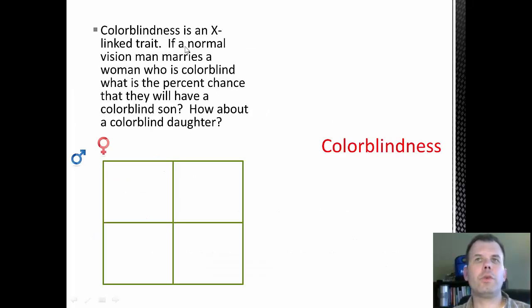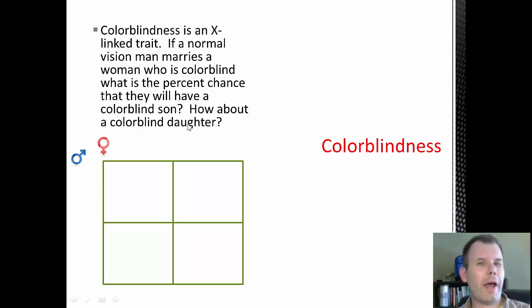So the first one we'll do is colorblindness. And so this is an X-linked trait, and they'll tell you in the problem that it's an X-linked trait. If a normal vision man marries a woman who is colorblind, what is the percent chance to have a colorblind son? How about a colorblind daughter? So we have to look at the X's and Y's.